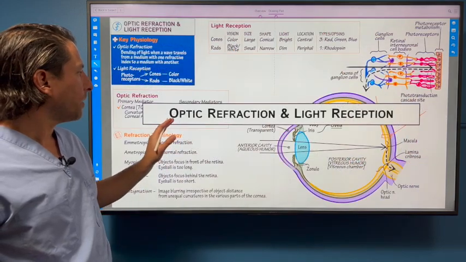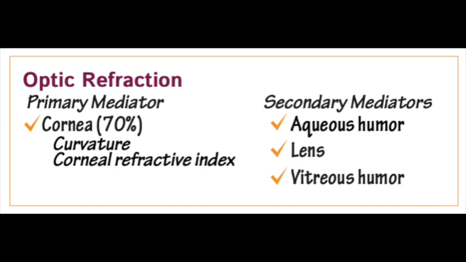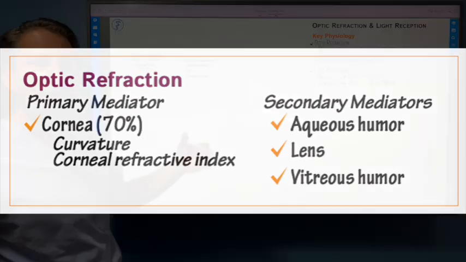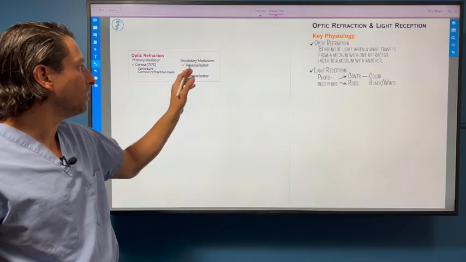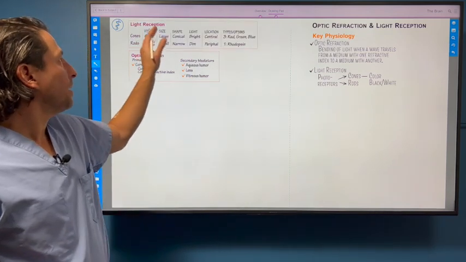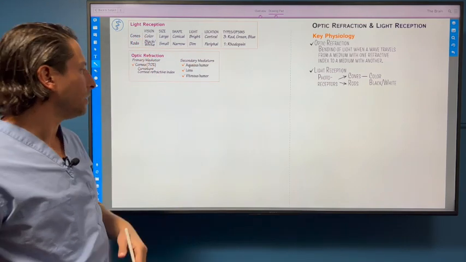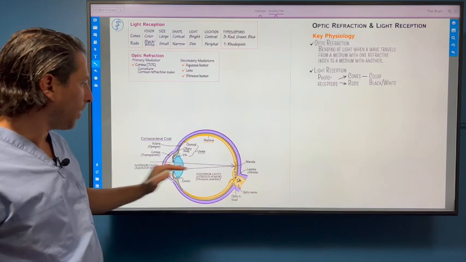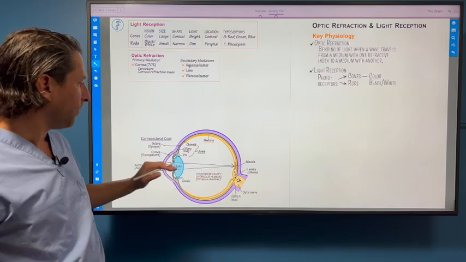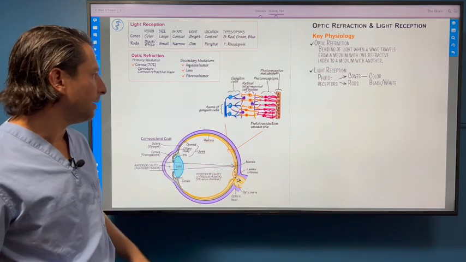So let's talk about optic refraction and light reception here. The primary mediator of optic refraction is the cornea, its curvature. Secondary mediators are what we previously learned with the aqueous humor, lens, and then the vitreous humor as well. When it comes to light reception, these are the key differences between cones and rods, and you can learn this on your own there. And then this is the process of taking light through the lens and then placing it on the center of the retina here and the macula here.